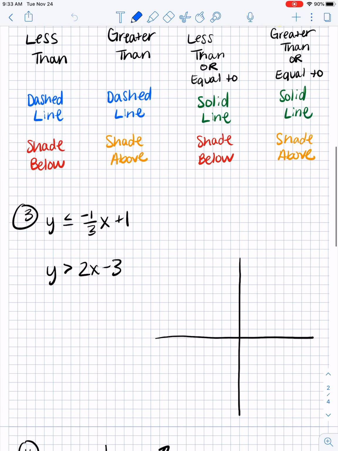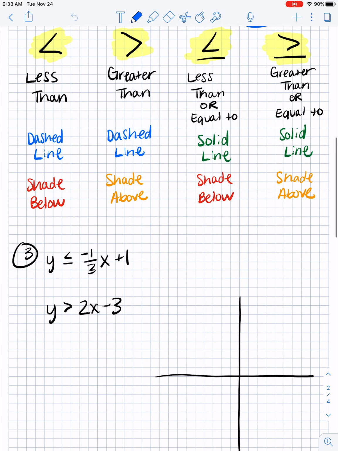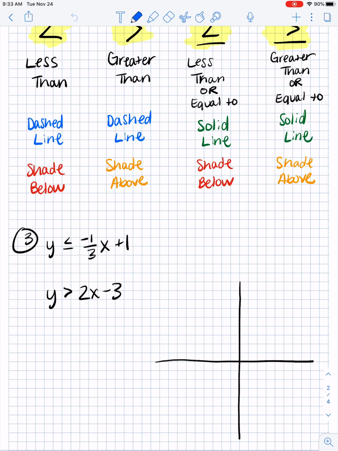Okay, so now that we've actually been through the signs, I want to go through one problem all together, another one, I guess, and that has some mixed signs. Okay, so number 3 here, I'm going to do red line for the first one.